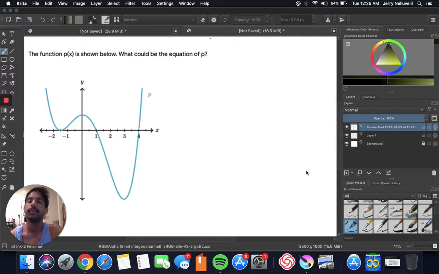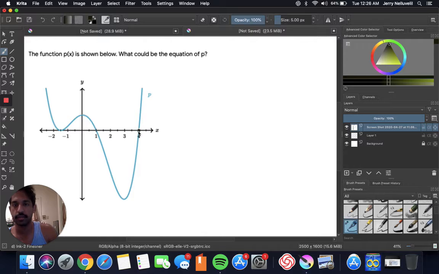Alrighty, so here we have the function p of x. What could be the equation of p? Well, there are many different ways that we could go about this, but the first way to do it, and a lot of us were already doing this work, is we want to identify the zeros of this function. Here I see 3 zeros.